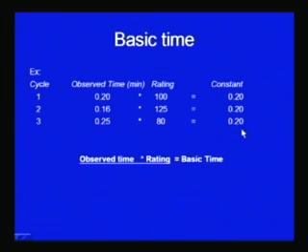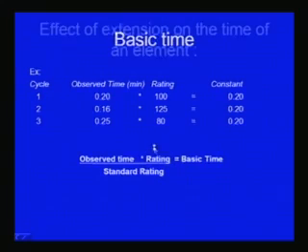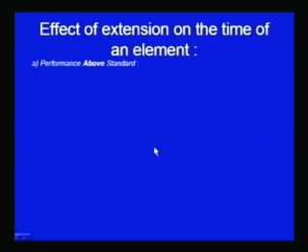So, for calculating the basic time, we use the observed time multiplied by the rating assigned by the time study man to the worker, divided by the standard rating. The standard rating is always 100% and the rating of the worker can vary depending upon his pace of working. Now we will see another way by which we arrive at the standard time, and how the performance of the worker, or the rating assigned to the worker, can affect the total time required for carrying out the job.